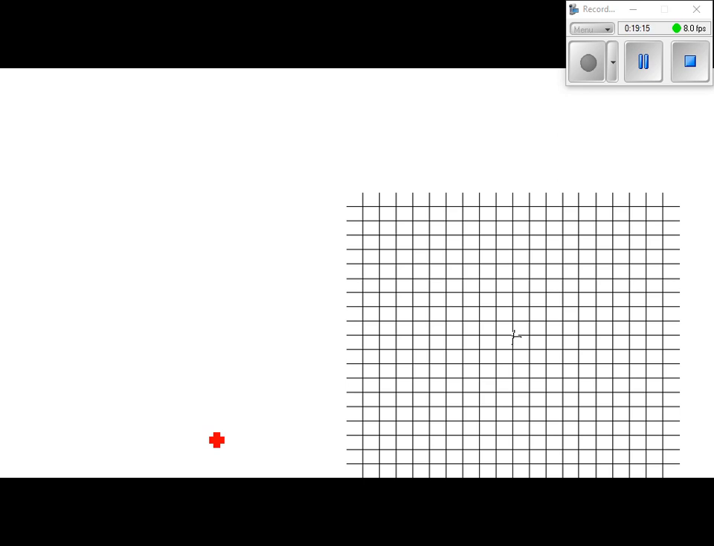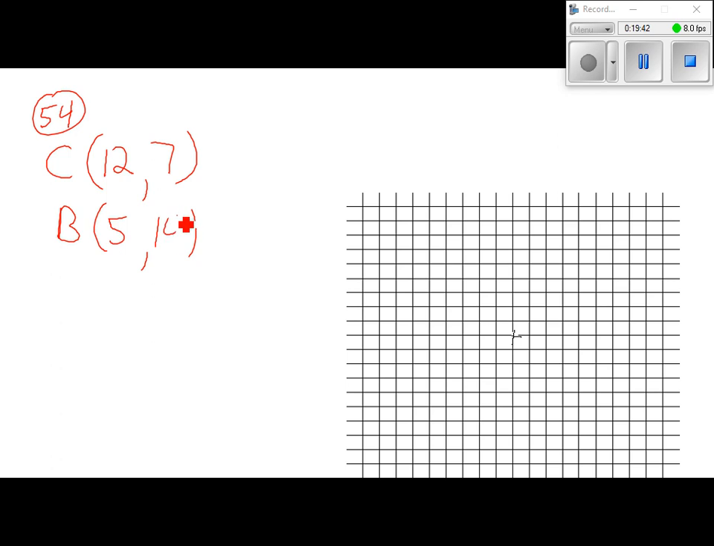So halfway between the castle and the bridge. Somebody help me out. The castle, we'll call it C. What's the coordinates of the castle? 12, 7. Everybody agree with 12, 7? What's the coordinates of the bridge? 5, 14. Everybody agree with that? Now we want to be halfway, so that's going to be the what?